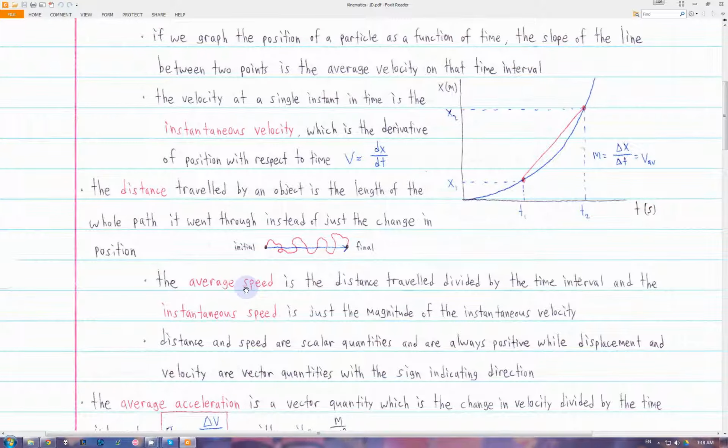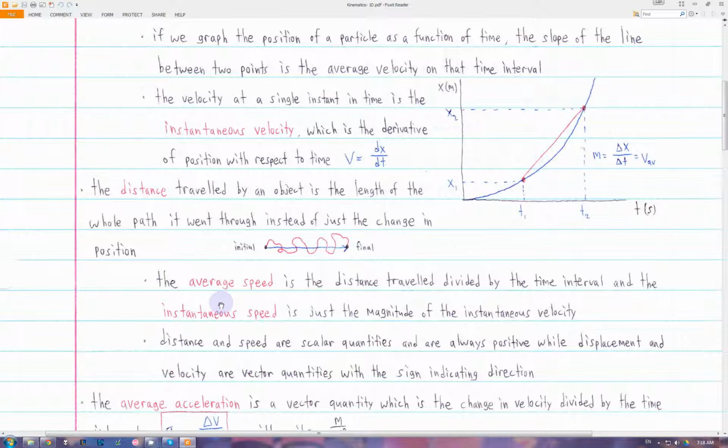So now we have average speed, which is the distance divided by the time interval, as opposed to average velocity, which is the displacement divided by the time interval. And the instantaneous speed is just the magnitude of the instantaneous velocity. Because the instantaneous velocity can be positive or negative depending on if the particle is moving to the right or to the left, the instantaneous speed is just going to be the positive value of that instantaneous velocity.